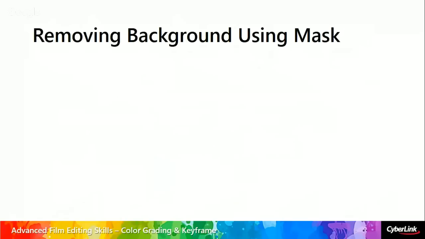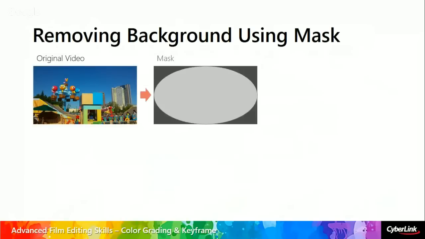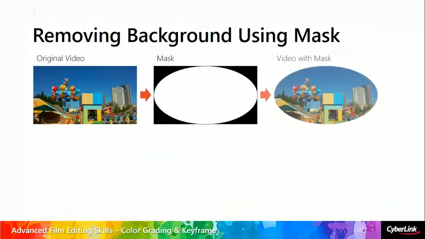The first part is using a mask. Here's a quick example: this is your original video, and this is a mask, and the image being cropped by the mask is showing like this. So it's showing only the circle part, the white part, while the black part is being masked, so it's not showing on the video.